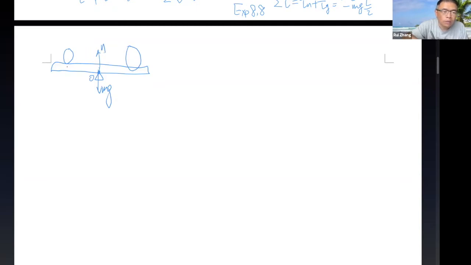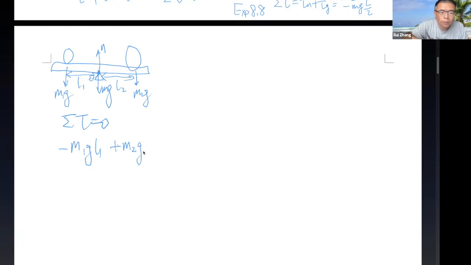So if you call this one M1G and this one M2G, and let's call this L1 and this L2. According to this problem, the total torque is zero, the balancing torque, so you end up with an equation like M1G L1. This is the torque that makes it go clockwise, so it's negative. And then this is M2G L2. This is the torque that makes it go counterclockwise.